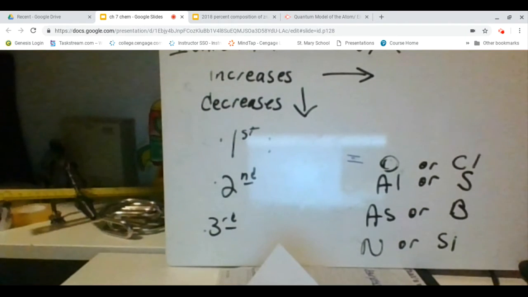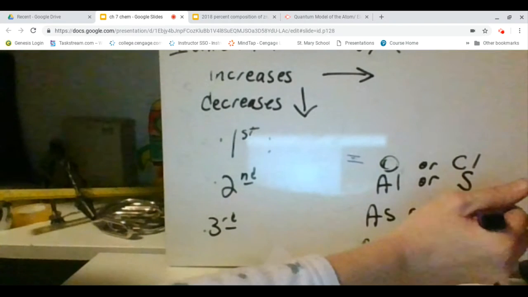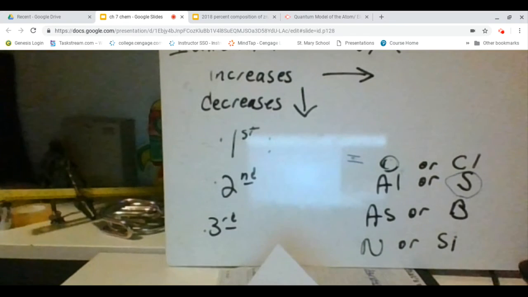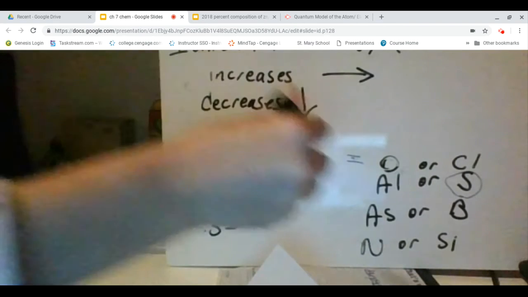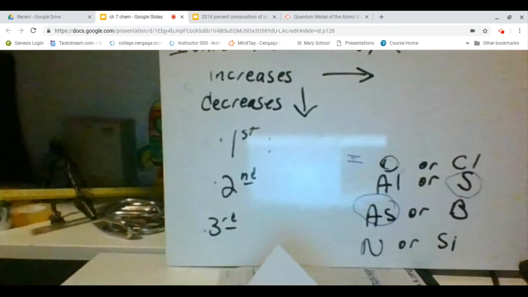All right, next we have aluminum or sulfur. If you look at the periodic table between aluminum and sulfur, sulfur has a higher ionization energy because you move to the right within the same row, and the ionization energy increases as you go to the right. So we have sulfur. Look at arsenic or antimony. Arsenic is above antimony. We know that the ionization energy decreases as you move down the periodic table. Therefore, arsenic requires a higher ionization energy.